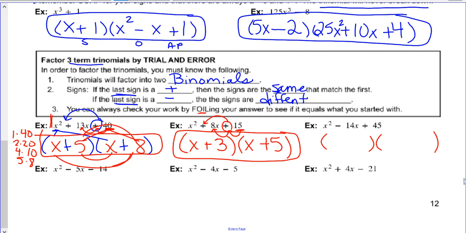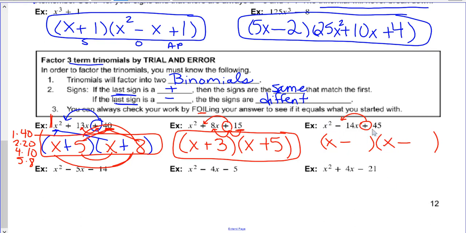All right, so the last one here, again, we have a 1 in front, so we can do our little trick, but let's look at our signs. I have signs that are the same that match the first, so this time they're going to both be minuses. I'm going to go to the front term and split it up evenly as x and x. Okay, x and x.